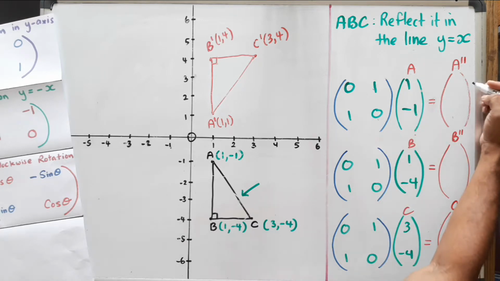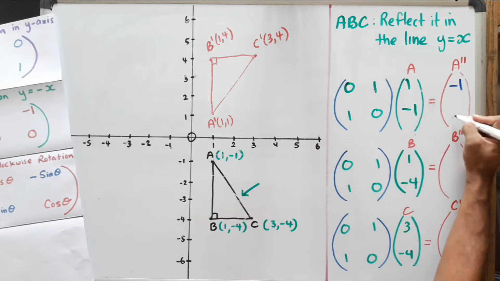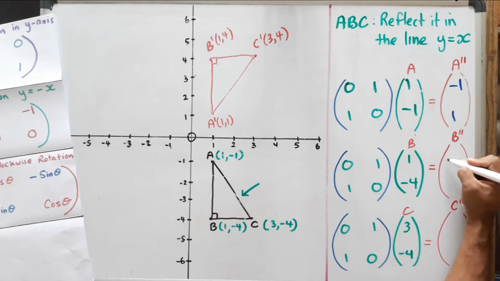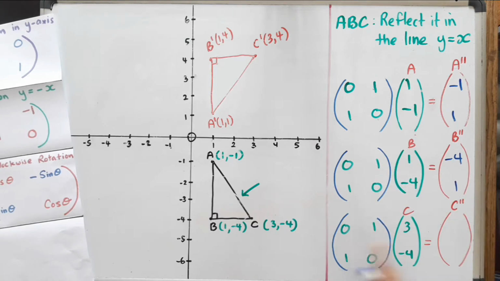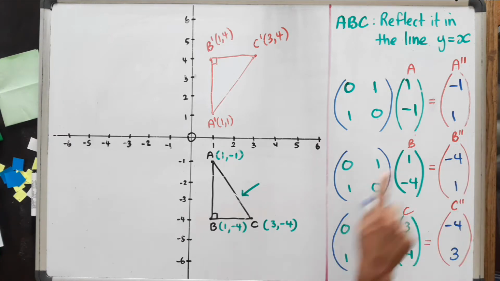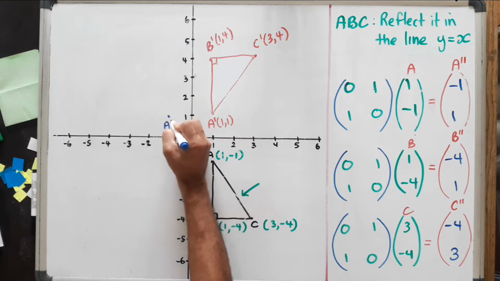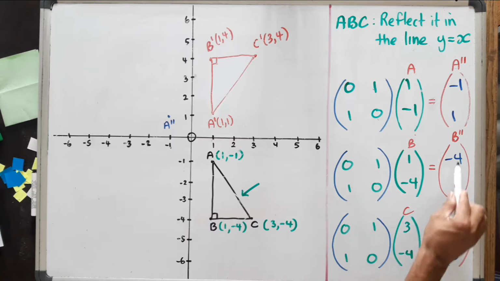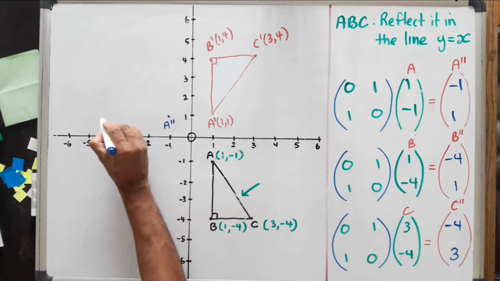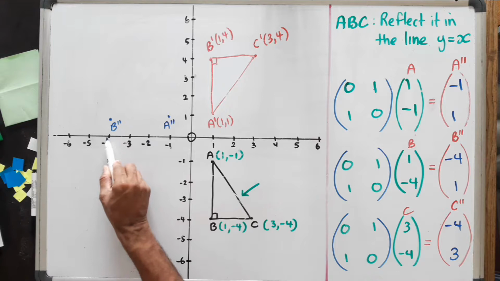If we do that, I believe we will get, let's make sure I don't do it wrong, minus 1, 1. This one will be minus 4, 1. And this one will be minus 4, 3. All right, let's double check in my working. Yes, it's correct. So what I have to do now is draw these 3 points. A double prime is minus 1, 1. B double prime is minus 4, positive 1. And C double prime is minus 4, positive 3.